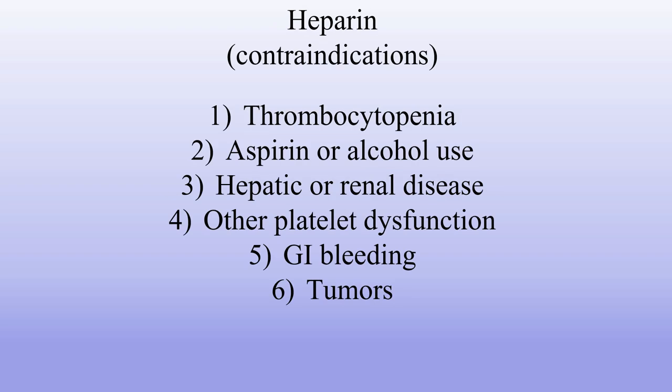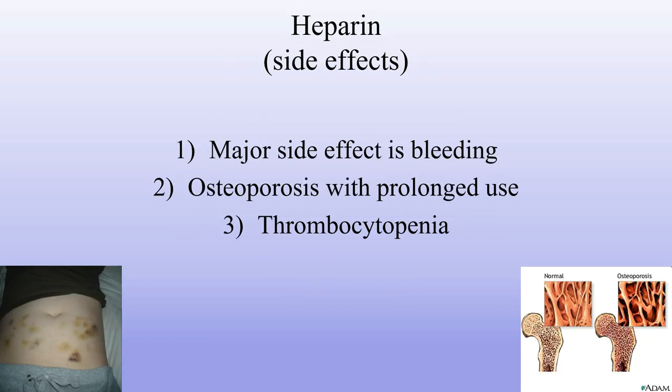Contraindications of heparin: thrombocytopenia, aspirin or alcohol use, hepatic or renal disease, other platelet dysfunction, GI bleeding, tumors. Side effects of heparin: major side effect is bleeding, osteoporosis with prolonged use, thrombocytopenia.